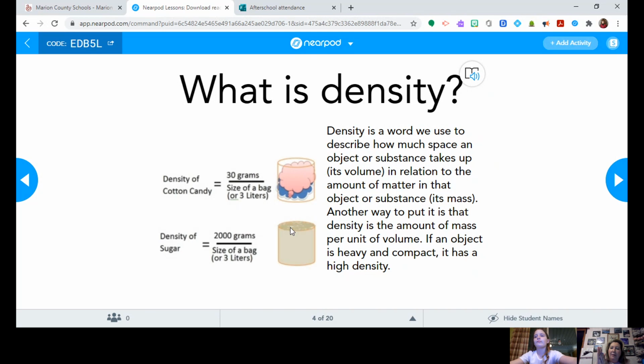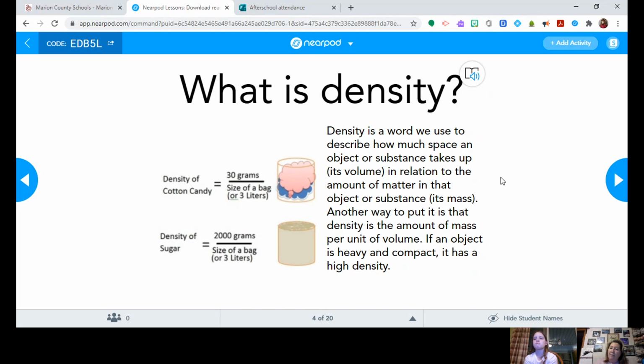If you've ever picked up a bowling ball, it's very, very heavy. It has a lot of mass. Whereas a balloon, which could be the exact same size, is very light because how many particles make up that space is different. Density is similar to that. The cotton candy takes up a lot of space but doesn't have as much substance, whereas sugar is much, much heavier.